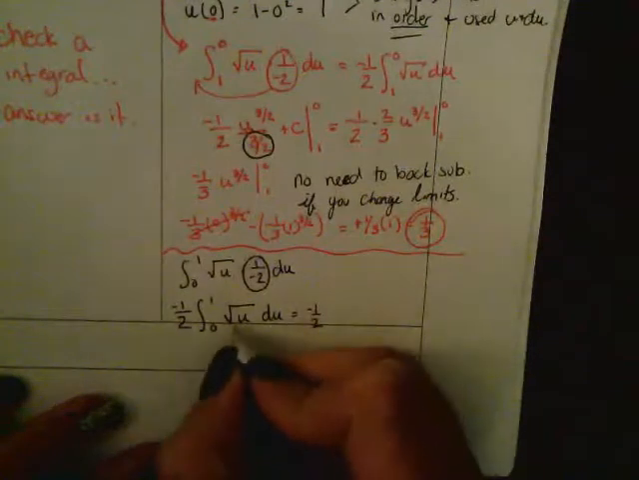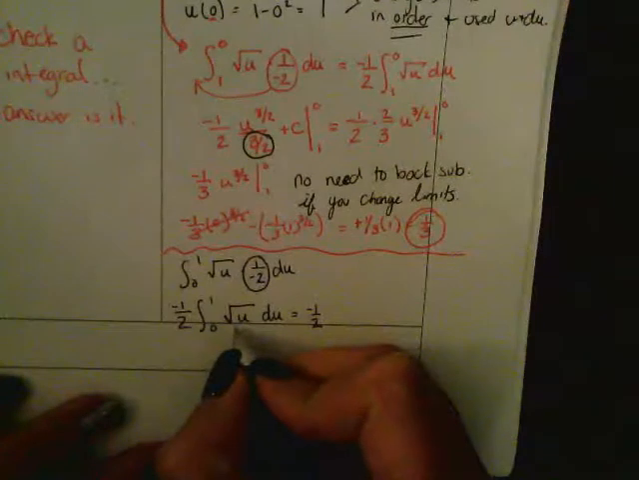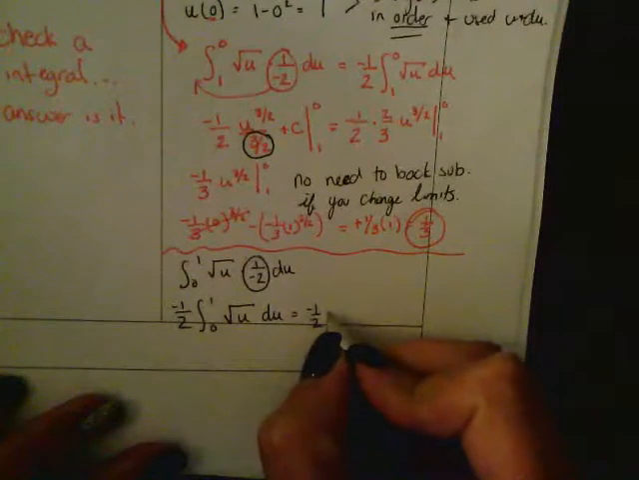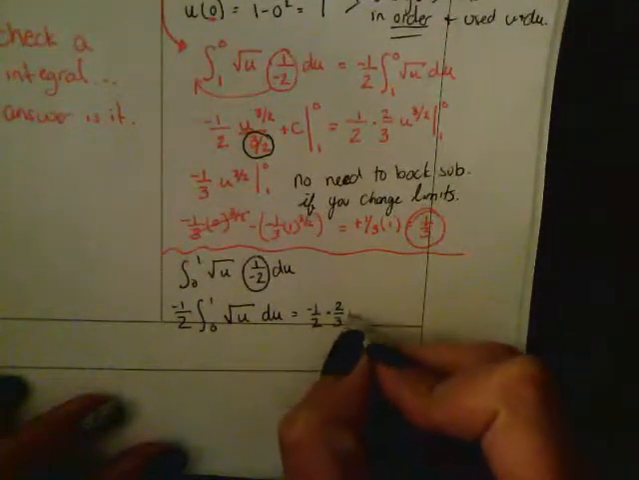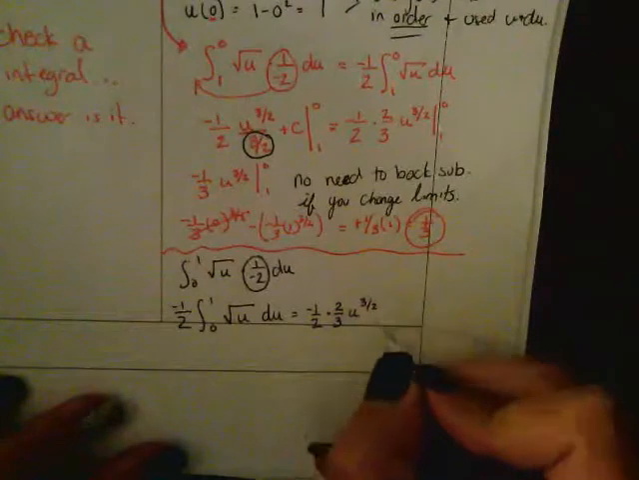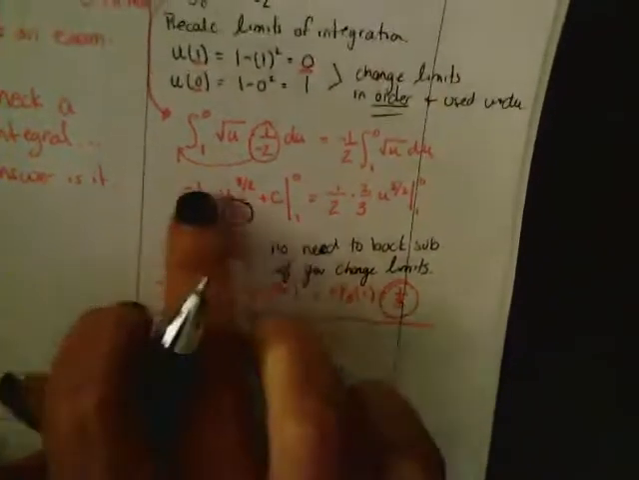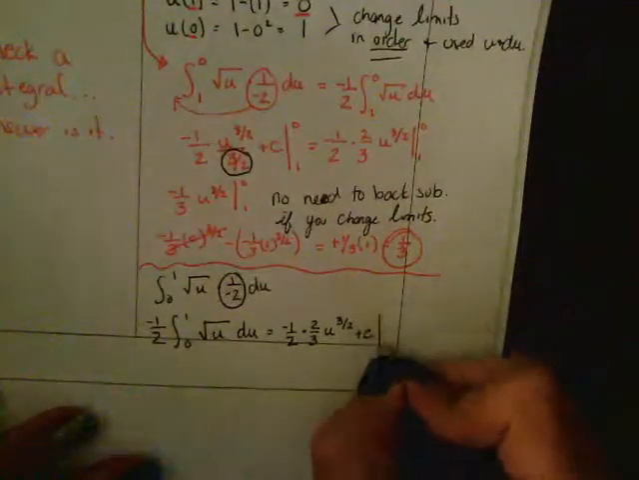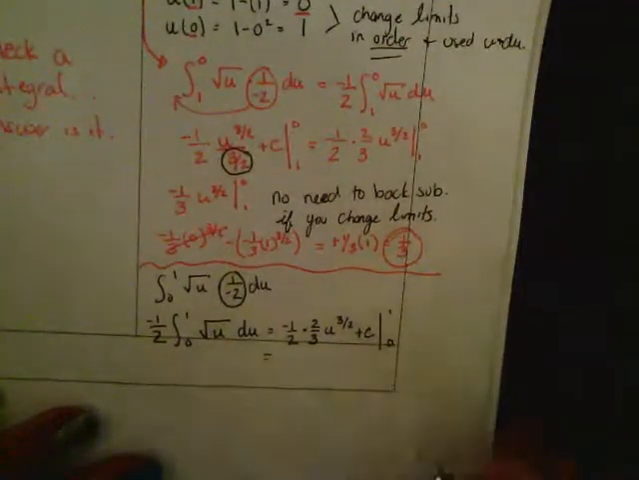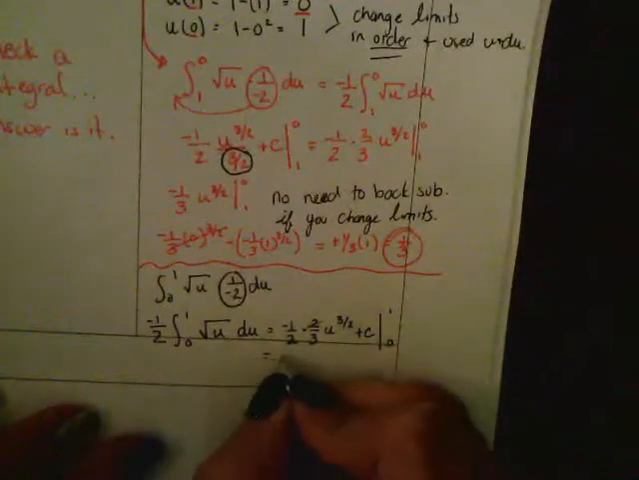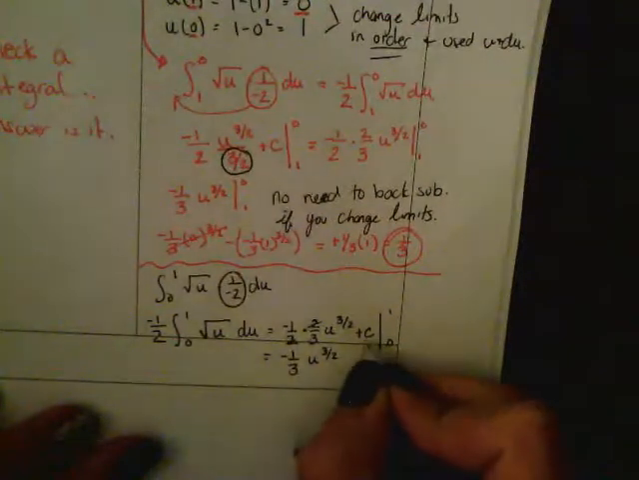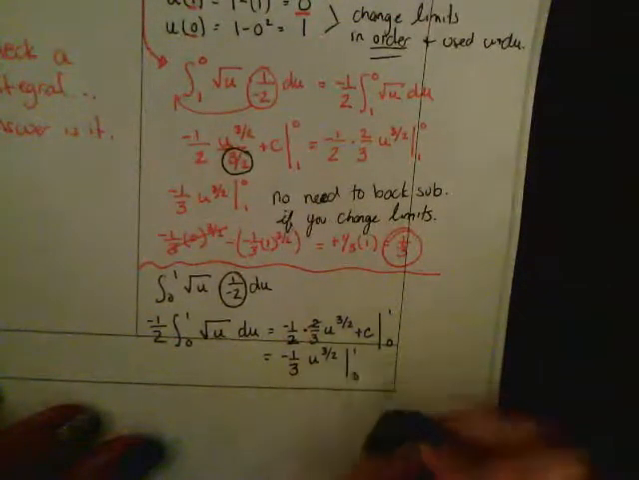Alright, so we know that the integral of square root of u is u to the 3/2 over 3/2, which we now know is the same thing as 2/3 u to the 3/2. And if you're wondering what I'm doing, just go back to this step right here. It's the same exact step. Plus c from 1 to 0. The 2's cancel out, so we have -1/2 u to the 3/2. Remember, because this is a definite integral, I'm going to ignore my plus c.